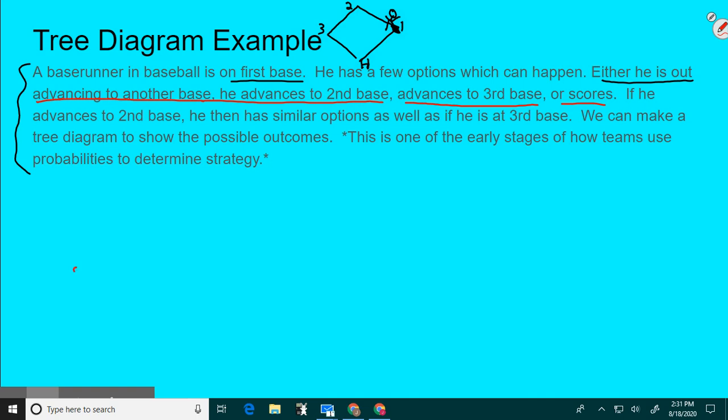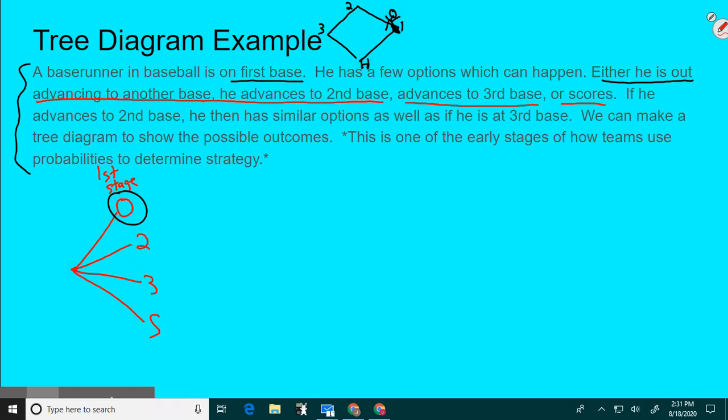So we're just starting out. He's at first base, so he can either be out, and I'll use O for out. He can go to second base, third base, or he can make it all the way around and score on that next play. So someone hits a home run, or a double or a triple, and he scores. So if this is my first stage, if he's out, he's done right there. So usually I'll make a little circle around it, just to show it ends right there. Nothing goes off of that.